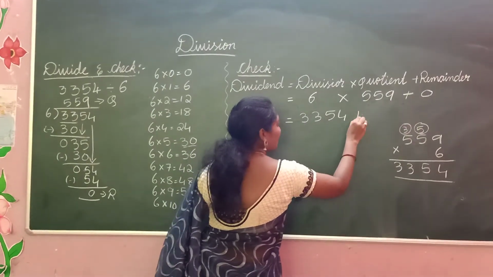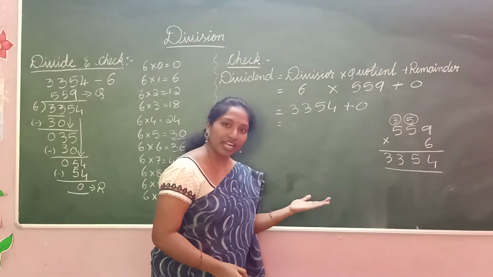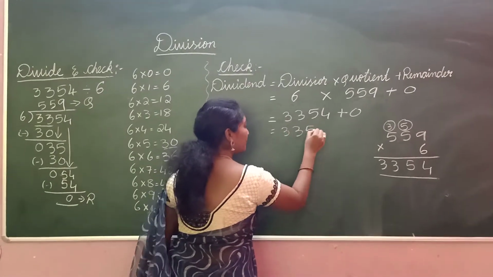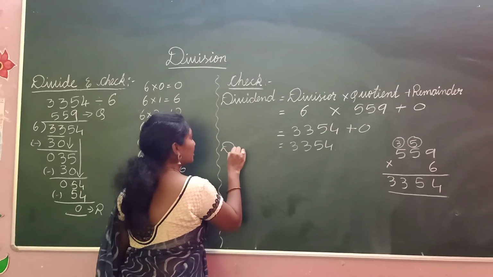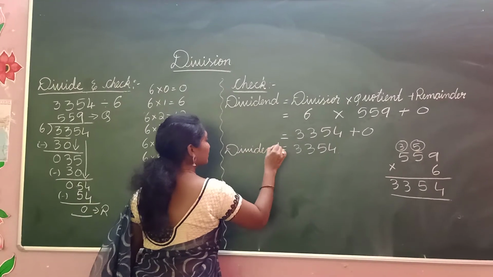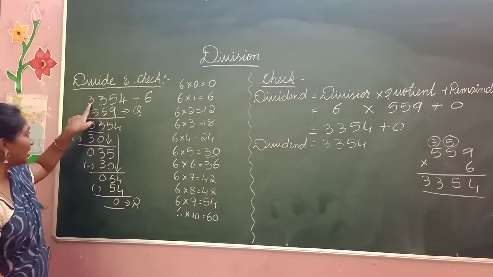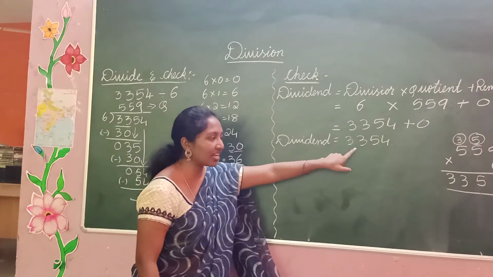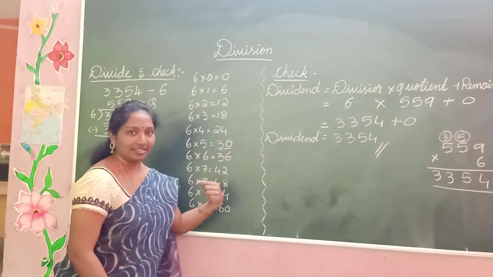3354 plus 0. If you add 0 to any number, what will you get? You will get the same number. So 3354. So what is this one? This is the dividend. See here, what is the dividend in the question you have? The dividend is 3354. Here also you got 3354. So our answer is right.